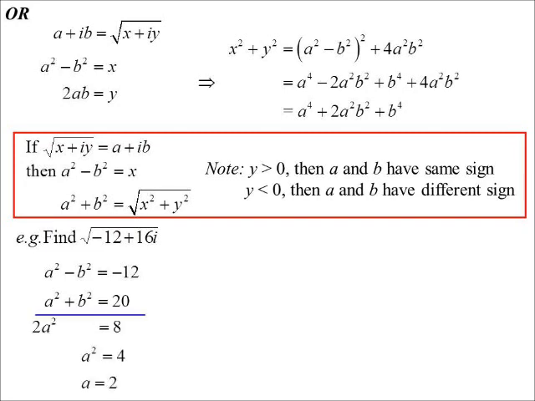Because now I can say, 2a squared is 8. A is 2. I don't have to worry about plus or minus because I'm going to end up having plus or minus anyway. So a is 2. Sub back in, b is 4. The imaginary part is positive. Therefore, the solution has the same sign. So it's plus or minus 2 plus 4i. Okay? It's a neat little way of doing it.